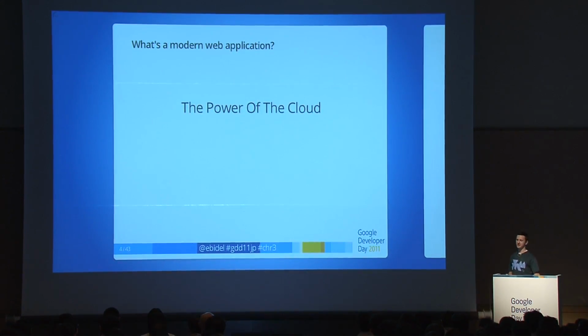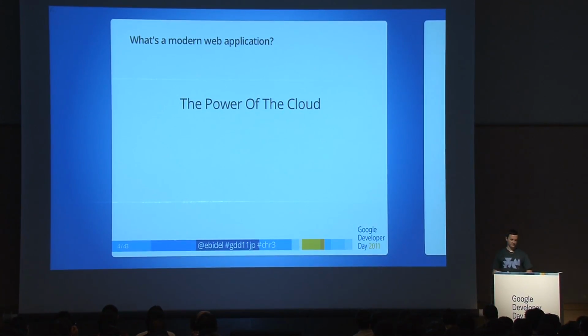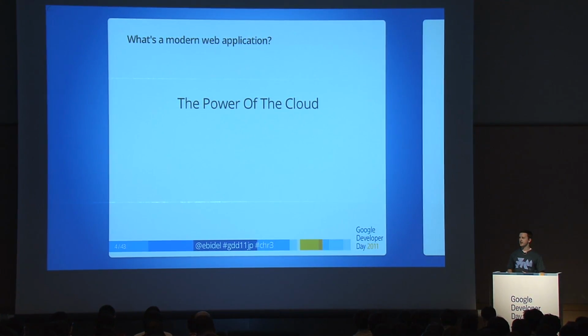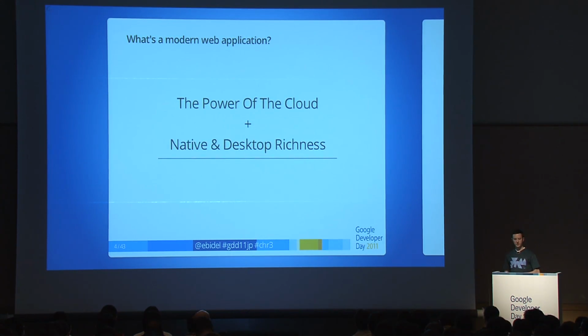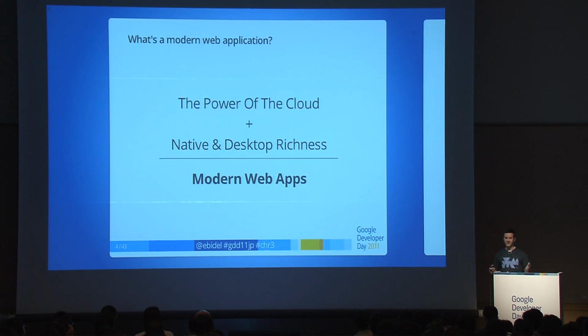So my equation for exactly what is a modern web application is very, very simple. It's utilizing the power of the cloud, right? Cloud computing is here to stay. Whether it's with Google App Engine or some other service, all your data is stored in the cloud. You can access it anywhere at any time. And so that's powering the back end of your application. Now you combine that with the richness and capabilities of the desktop world, and what you get is a modern web application. It's a very simple equation, but I think it covers 90% of what a modern web app should be.